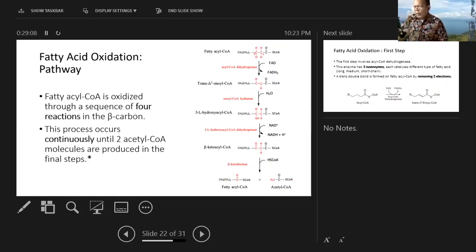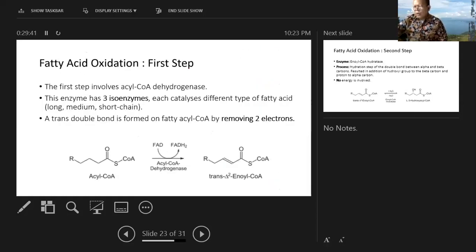Fatty acyl CoA is oxidized through a sequence of 4 reactions at the beta carbon. This process occurs continuously until 2-acetyl CoA molecules are produced in the final step. So this will continuously occur until two acetyl CoA molecules are produced. Let's see this one.